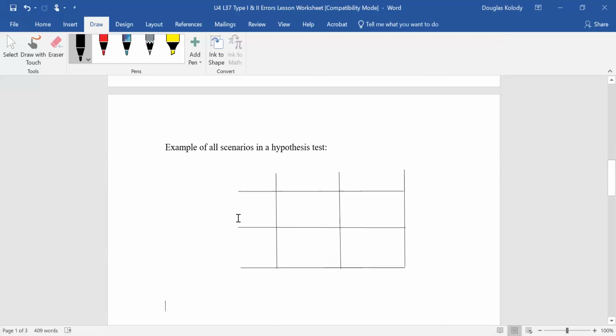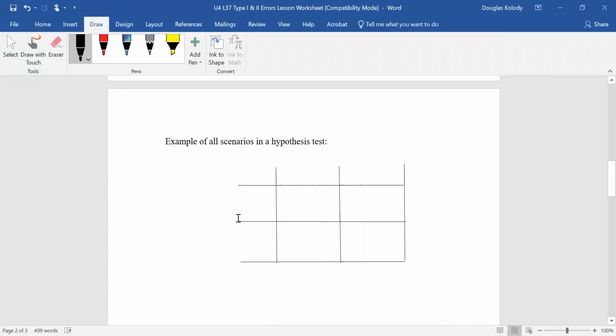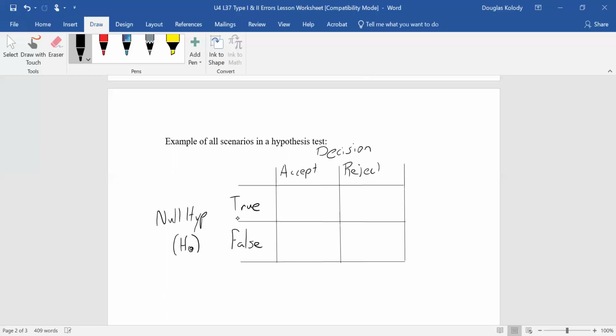Okay. So scenarios of these examples right here. We're going to talk about our null hypothesis, which is the H0. We are either going to say that the null hypothesis is true or false. Mr. Colodi, how do we know if the null hypothesis is false? That's a great question. I'm glad you asked it. We'll get to that a little bit later. Then you're going to talk about your decision. You are either going to accept the null hypothesis, which we're actually going to fail to reject, or we're going to reject the null hypothesis.